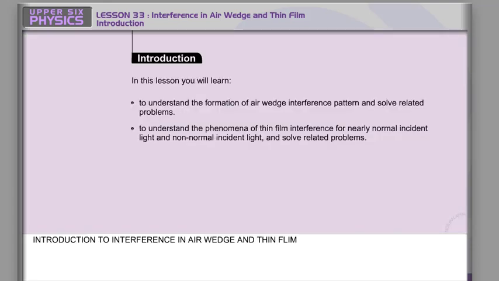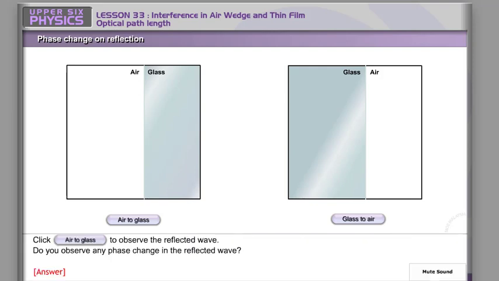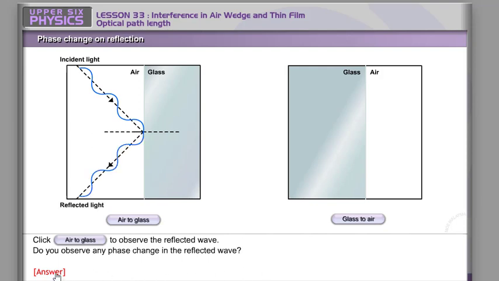Introduction to interference in air wedge and thin film. In this lesson, when light is incident on a transparent medium such as glass, part of the light is reflected on the glass surface. Reflection at an interface may cause a phase change, depending on the refractive indices of the media. Click the Air to Glass button to observe the reflected wave. Do you observe any phase change in the reflected wave?